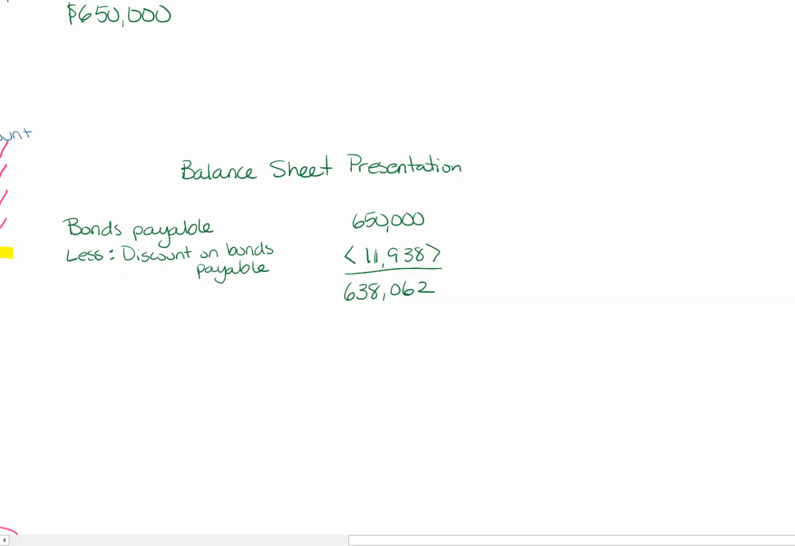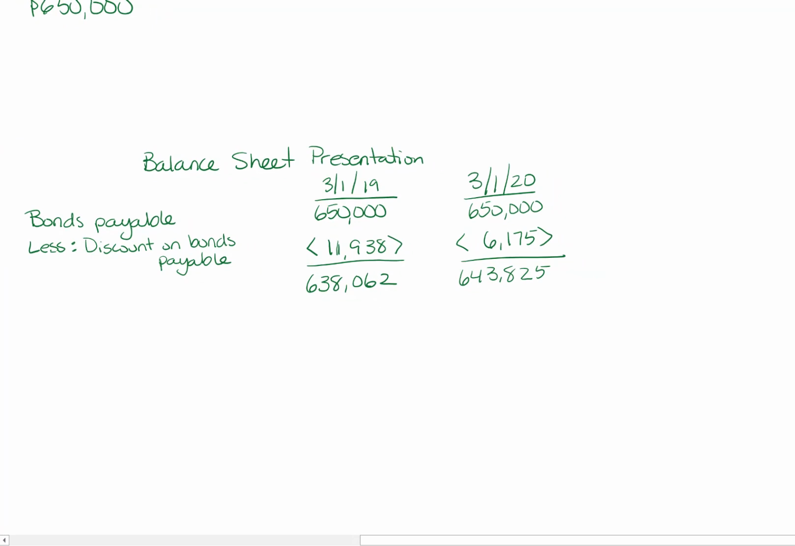And so now after we do that journal entry, if we were to take a snapshot of the balance sheet, after we pay out our interest, but before we pay out the actual bond, which is kind of silly to think about, but let's take a look at what it would look like. So on March 1st, 2019, we were sitting at a balance of $650,000 and our discount was at $11,938. Our discount got reduced down to $6,175.